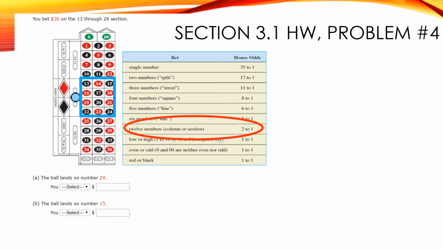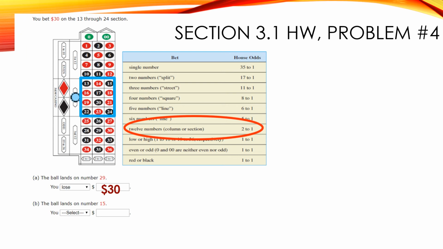So you're going to click on the little drop down menu that says you select. You're going to click on that little arrow. You're going to select either win or lose. Since 29 is not in that section, we lose. And remember, we only lose as much as we put in. So we only lose $30.